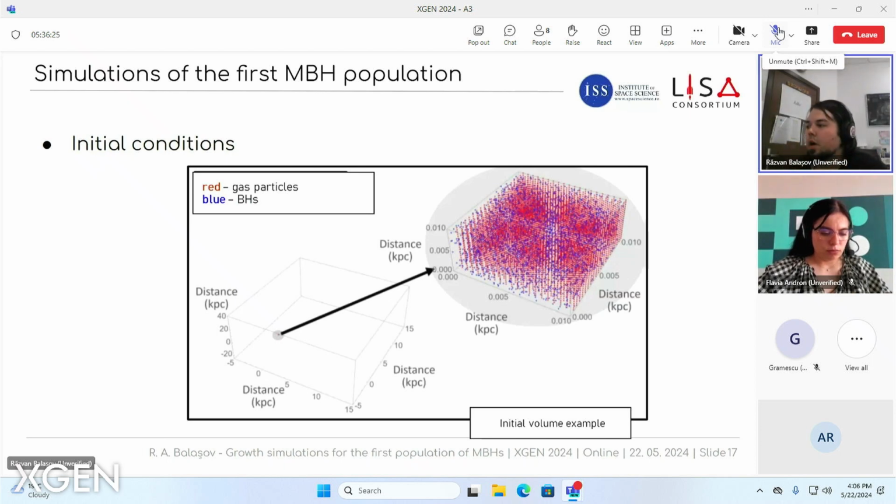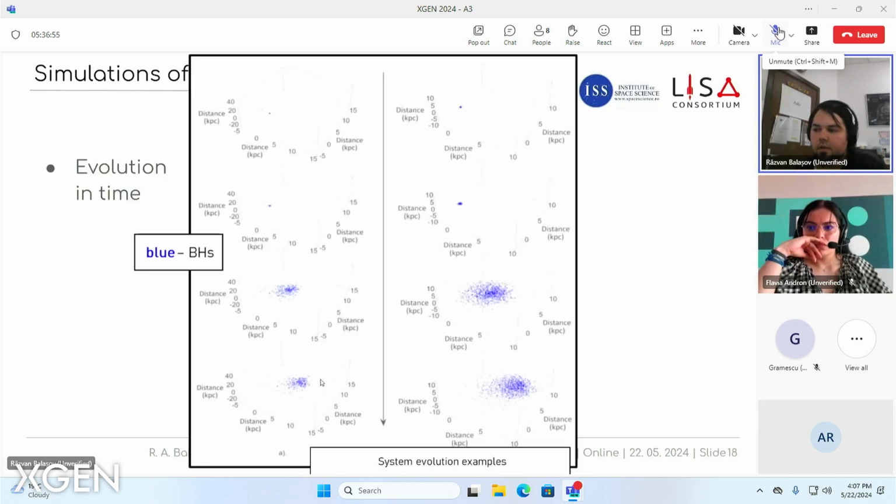You have two main popular methods, accretion and merging. So accretion is when the black hole eats the gas around or in the vicinity, and merging is what it means, the two black holes that merge into a bigger object. And I initiate a volume with seed black holes, so initial black holes that are either very small or relatively big, and then I let it evolve for 13 billion years until I get the current distribution that I can compare with the observational results.